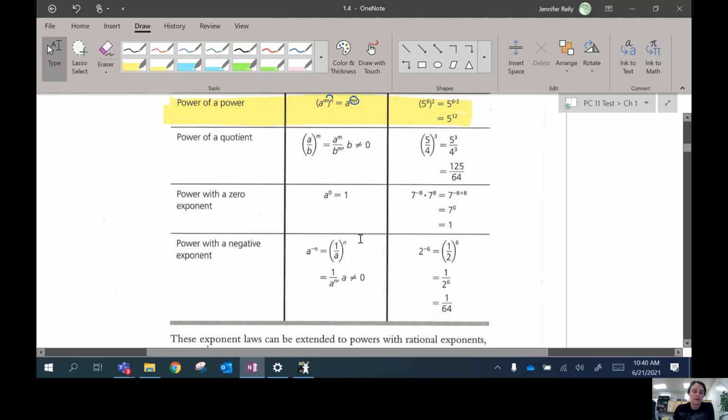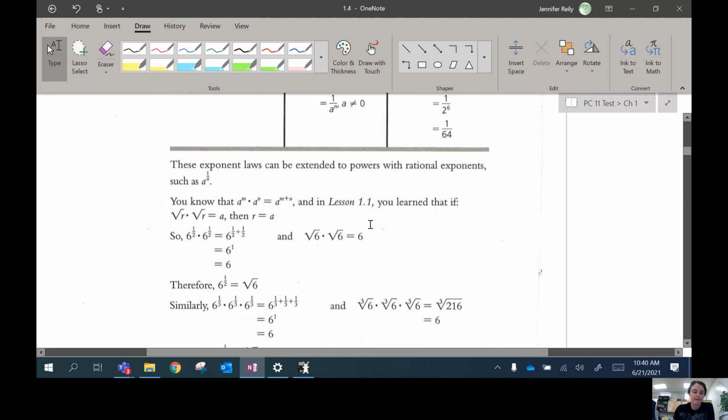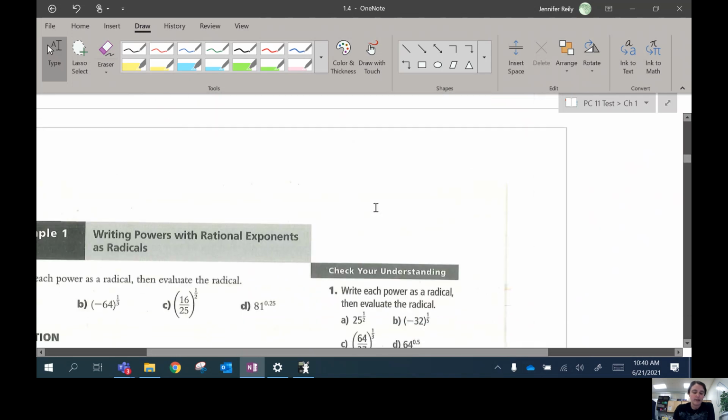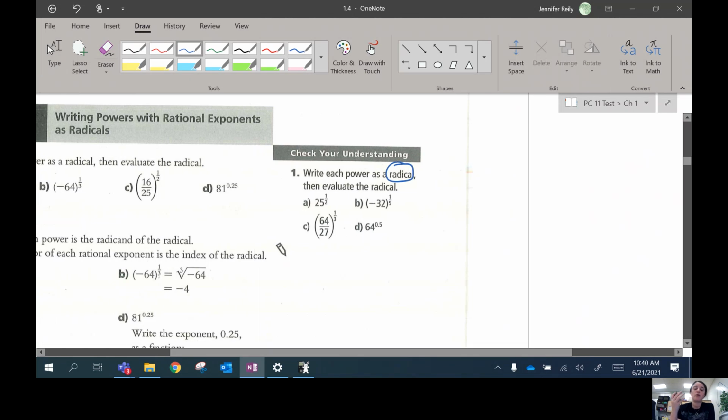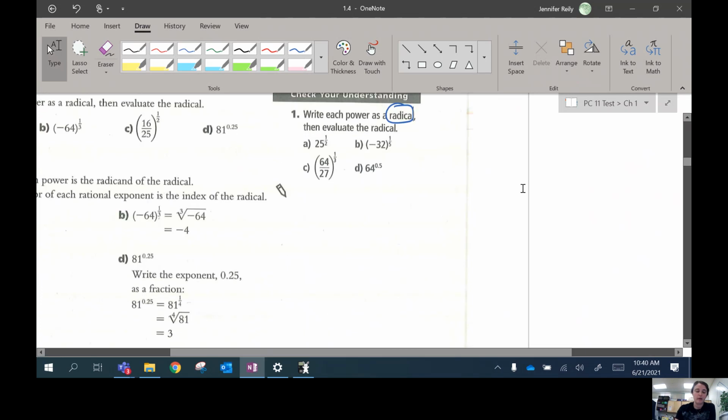Okay, so let's keep going. You can read through these if you need a little reminder. We're going to jump right into the first example. It says, write each power as a radical. That means write each power using a square root or cube root, and then evaluate it. Okay, so we'll go through each one. I'll do each one with you.